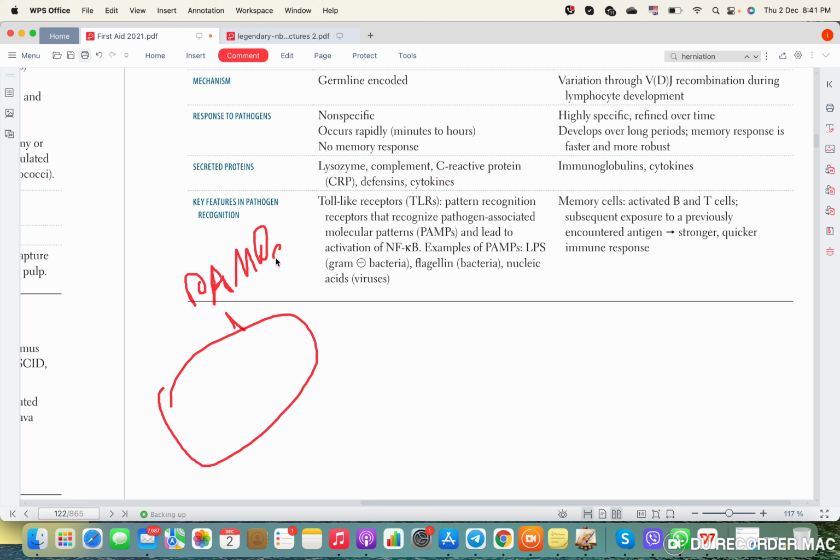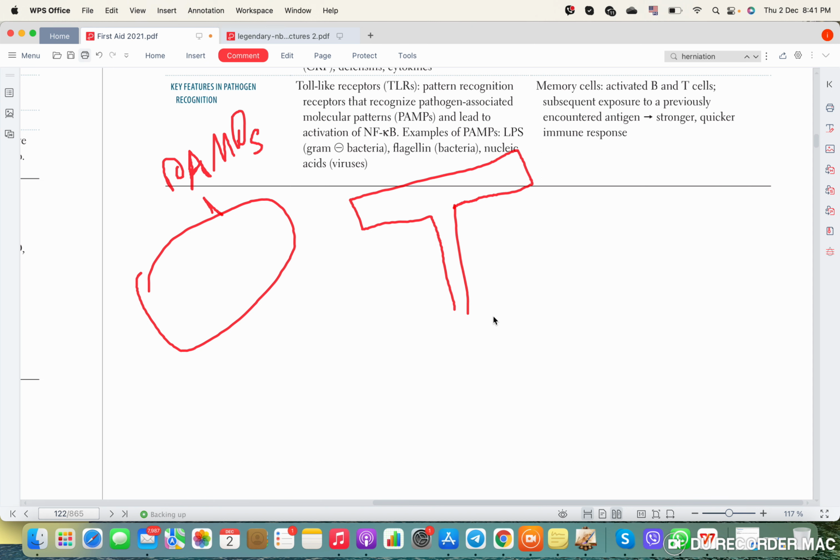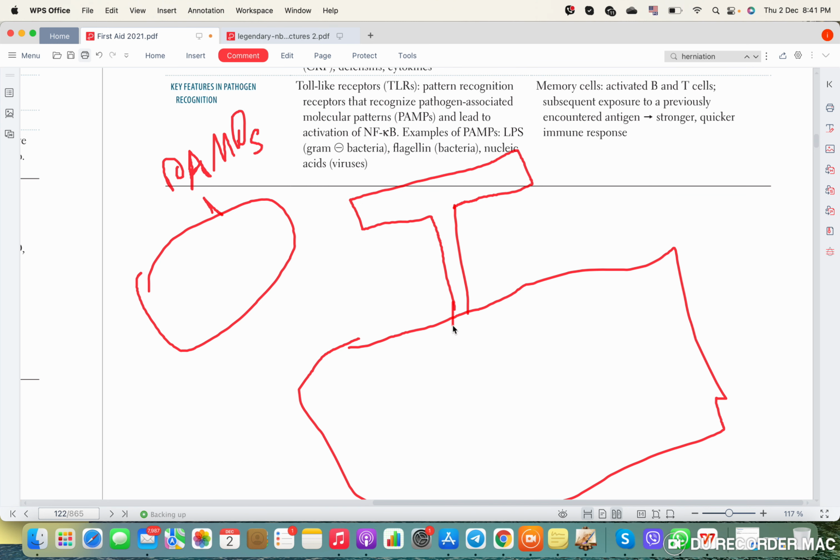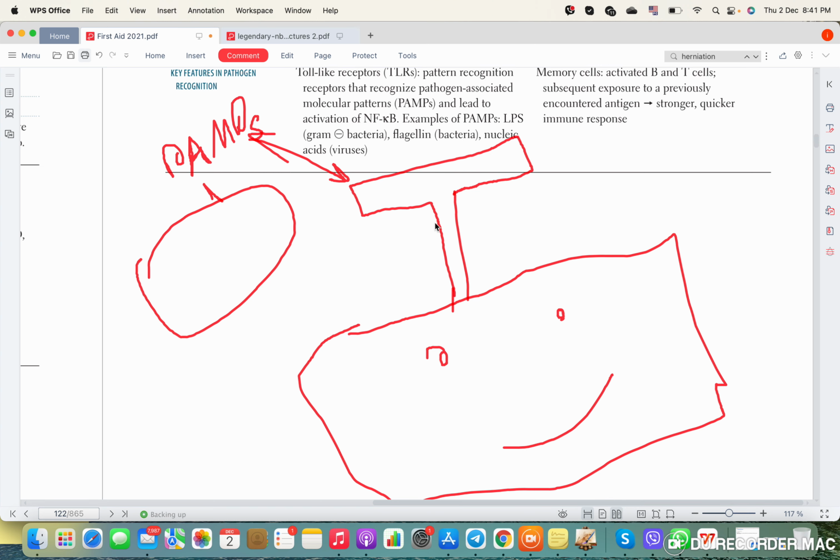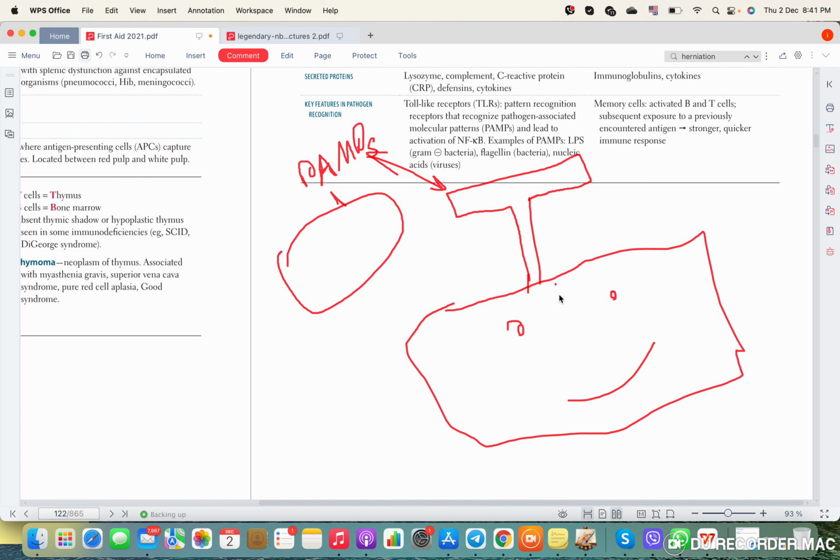These PAMPs can be recognized by what? By something called the toll-like receptor. Look, it's toll, and it's toll-like receptor. That is located in your innate immune system cells, like macrophages. So this is your macrophage, and he has this toll-like receptor. So these two will interact with each other. When they interact, the macrophage inside will start activation of something called NF-kappa B.